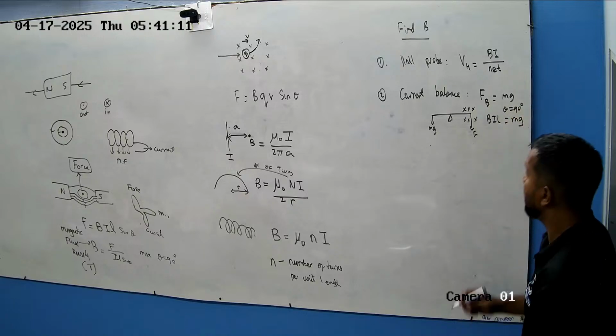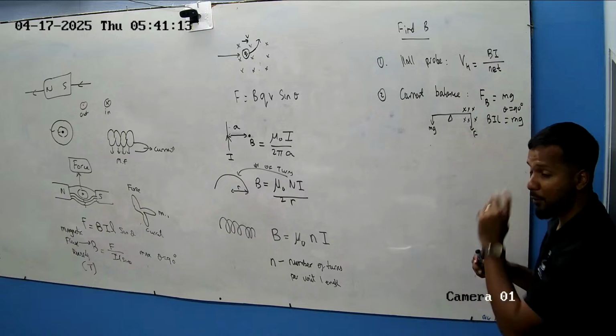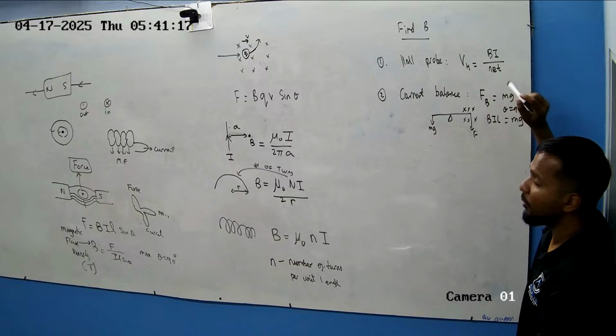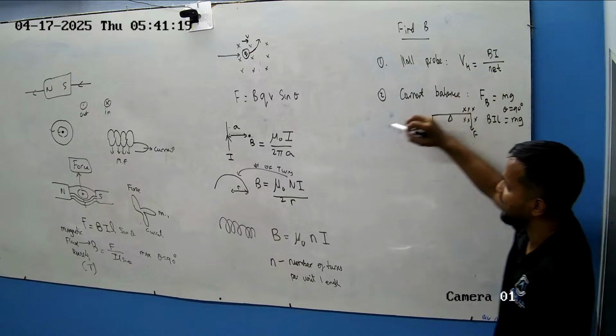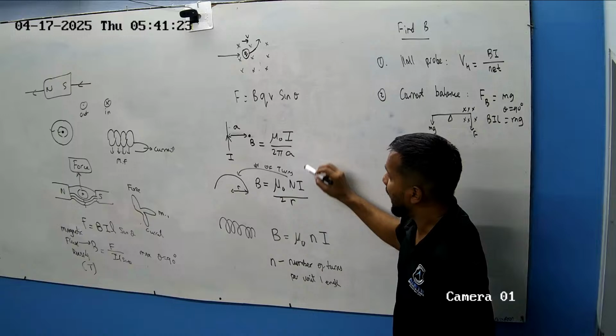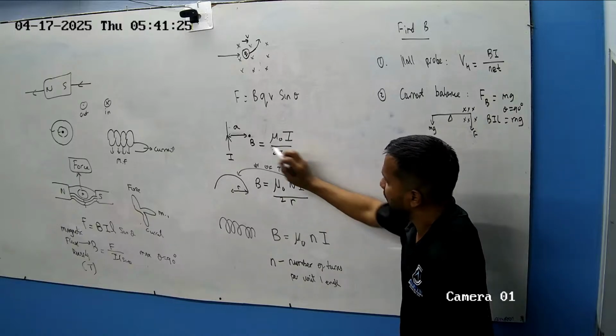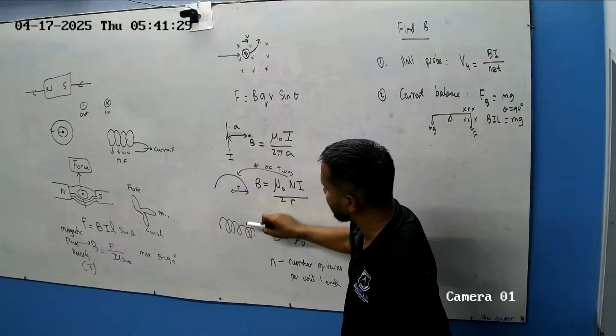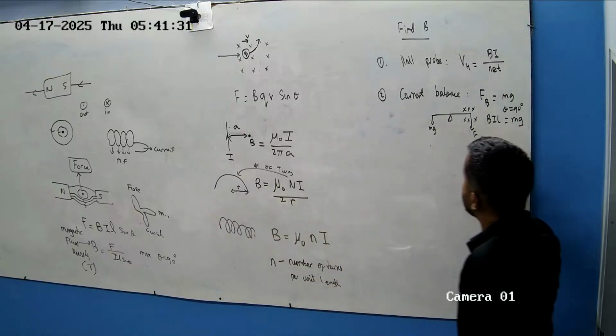All right? So these are the little things that you need to remember. These are the two ways to find flux density using experiments, and these are the ways to find flux density using actual values, from current in a straight conductor, circular coil, and solenoid.